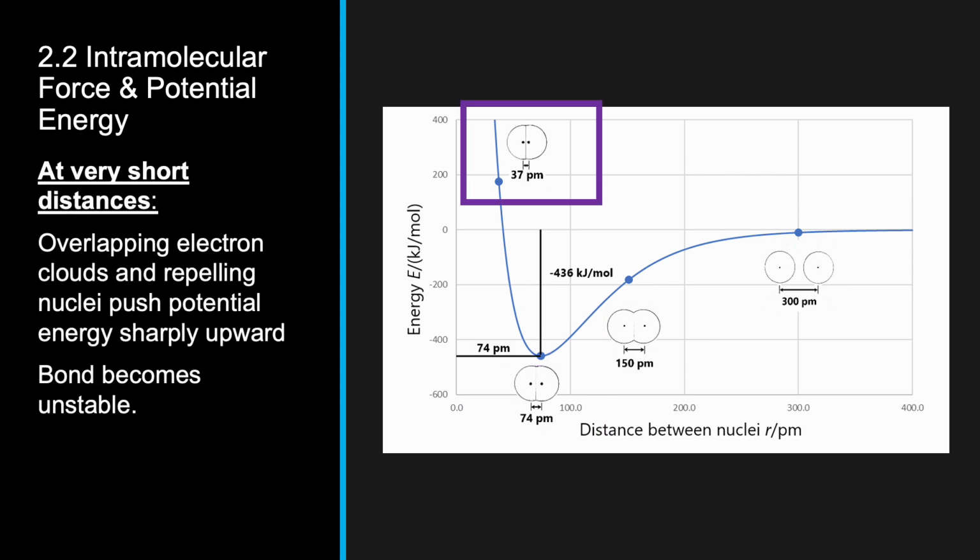And finally, the leftmost part of the graph. So this is where the instability comes in. Because these two nuclei are so close to each other, their electron clouds are overlapping and their nuclei are repelling each other. So the potential energy is super high and the bond is extremely unstable. So in terms of stability, this part of the graph is very unstable. This part of the graph is very stable.